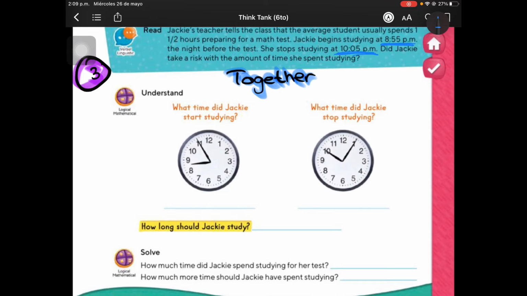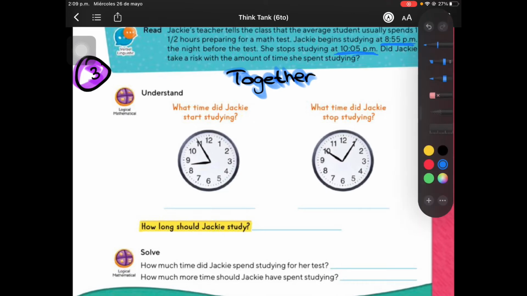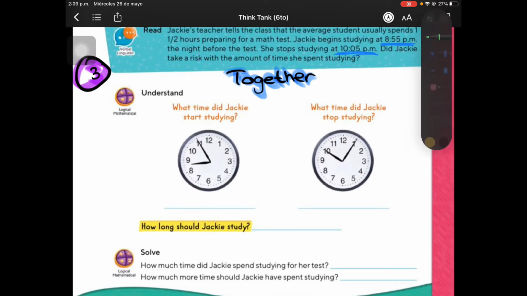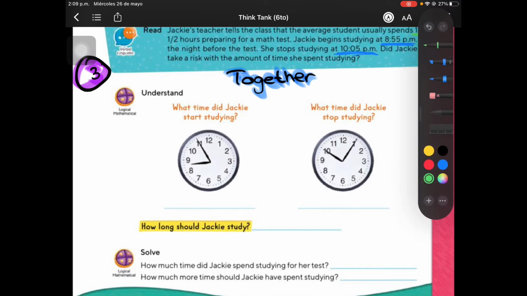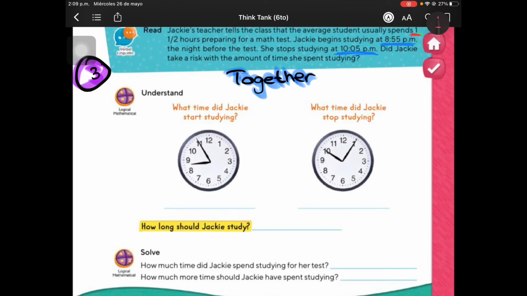Well, we need to analyze the situation. First of all, the teacher said that usually it will take a student 1.5 hours preparing for a math test. You need to at least study for 1.5 hours. But Jackie only studied from 8:55 to 10:05. So, what do you think, guys? Is that enough or not?